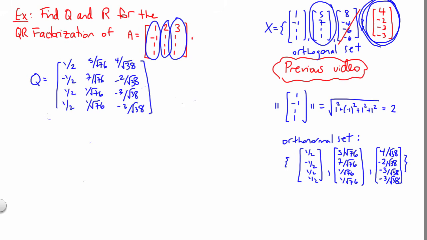Now let's figure out how to calculate R. Remember that we want A equal to QR. So the trick here will be to multiply on the left by Q transpose. The reason that we do that is that Q is an orthogonal matrix, so Q transpose Q is guaranteed to equal the identity matrix. So in other words, on the right side we've got IR, which just gives us the matrix R. So we've got this little formula here that reminds us how to calculate R.